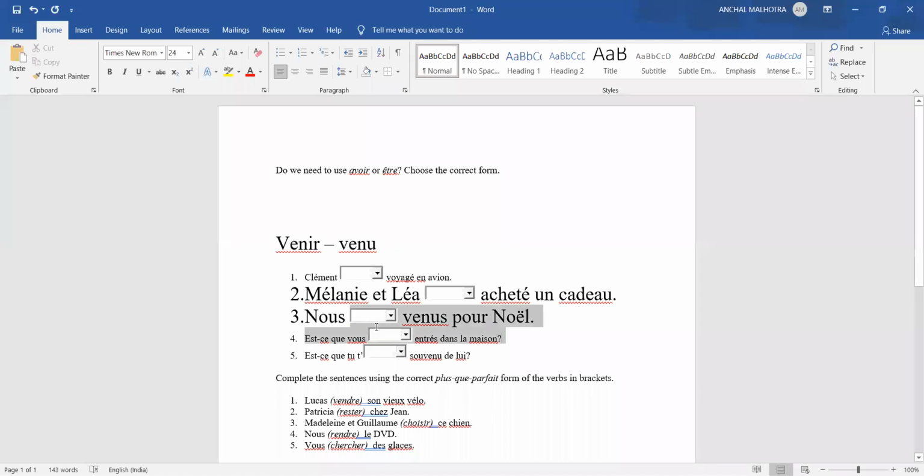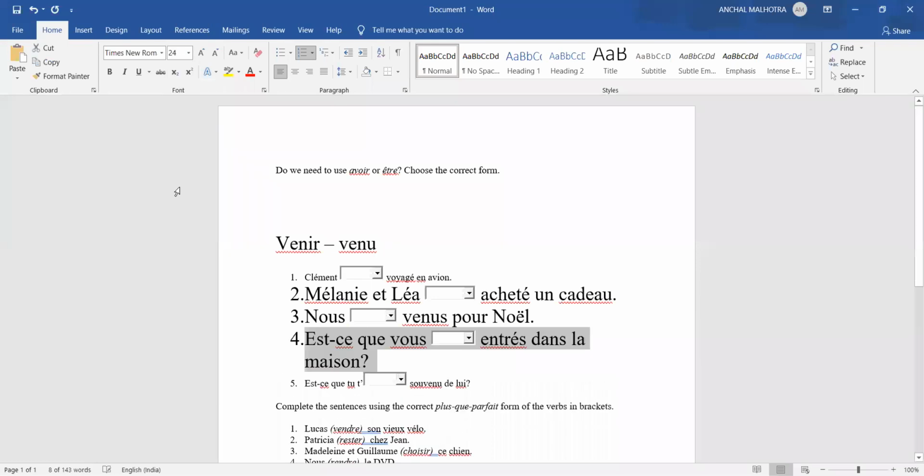Then tell me, now you have to respond. Right. So, ils, dash, entrer dans la maison. Tell me. Être. Yes. So what will you do? Être, tell me. What will come here? Yes, ils étaient. Because you just have to understand the imparfait of être and avoir. C'est clair. Vous étiez.